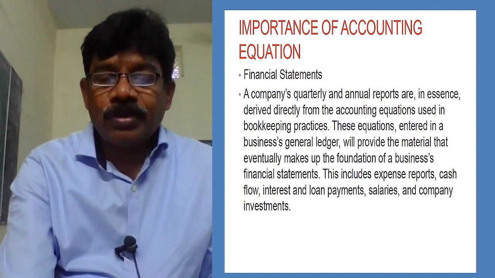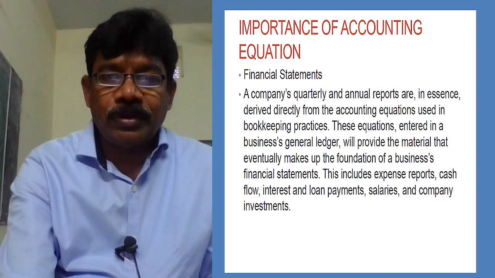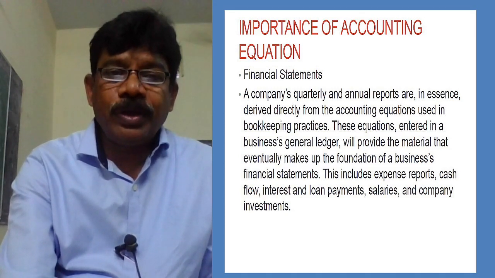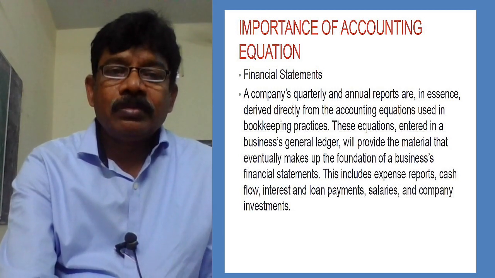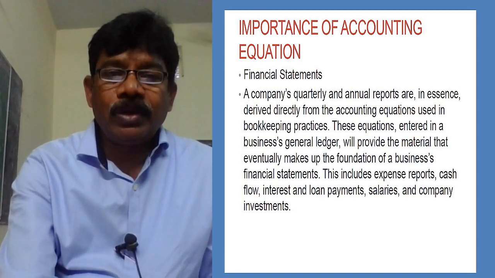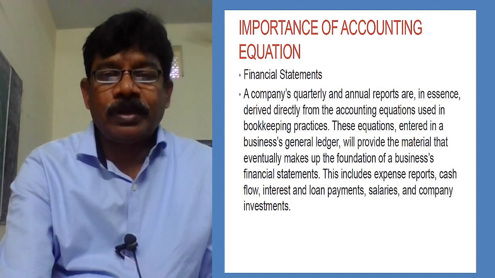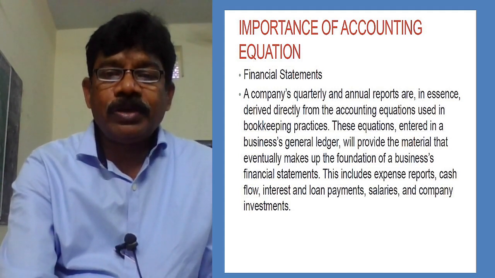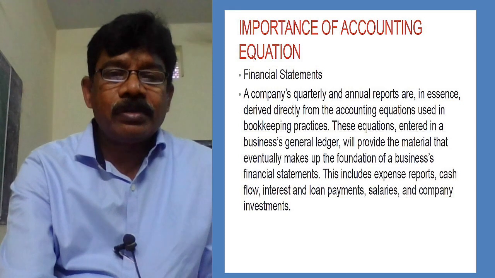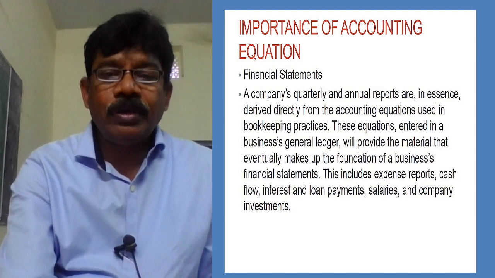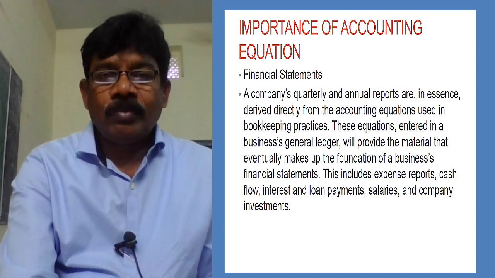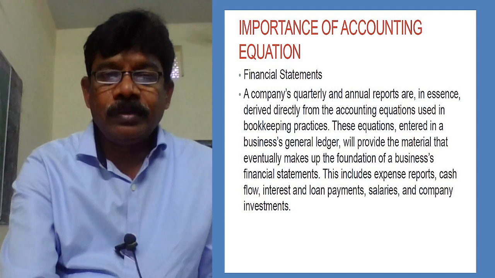What is the double entry system? Debit is equal to credit, or for every debit there is a corresponding credit, or assets is equal to liabilities plus capital. So these equations entered in the business general ledger will provide the material that eventually makes up the foundation of business financial statements. According to the dual aspect, debit is equal to credit.